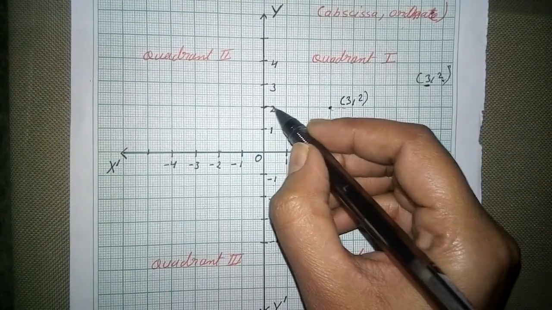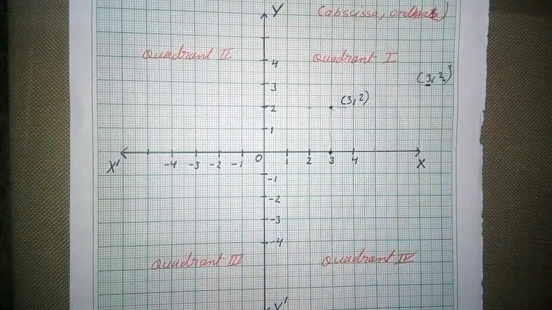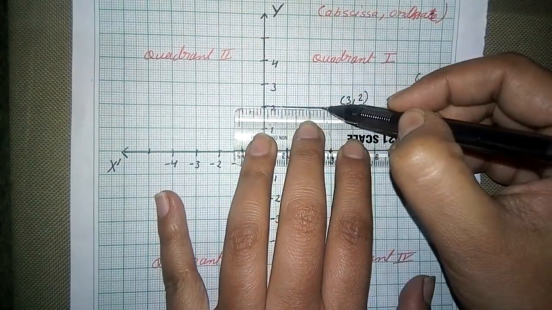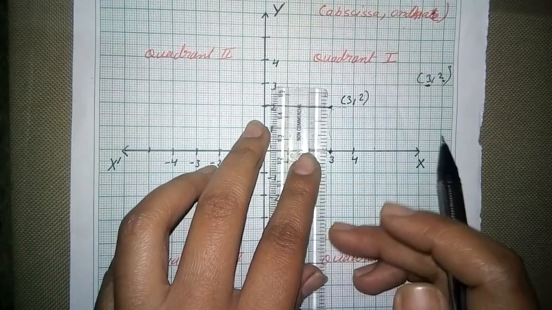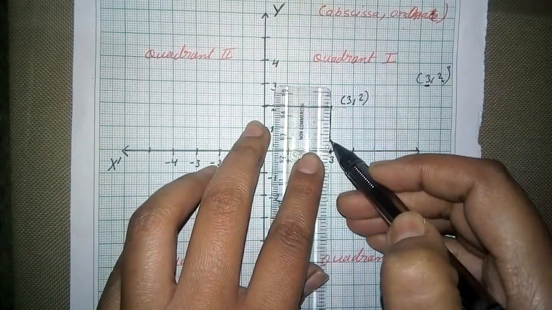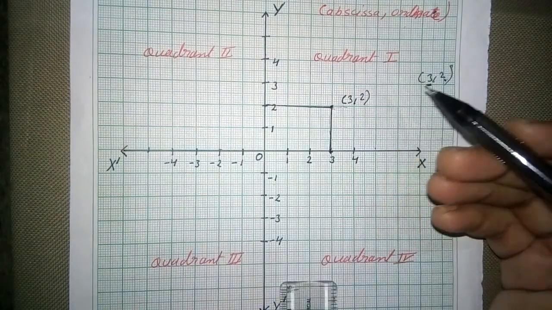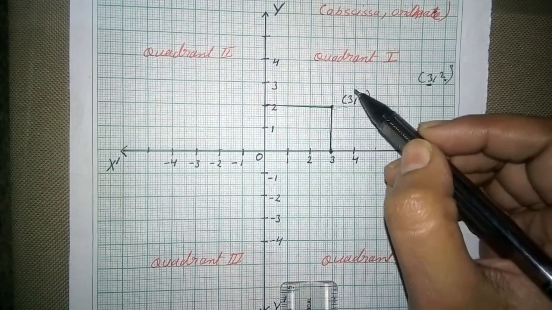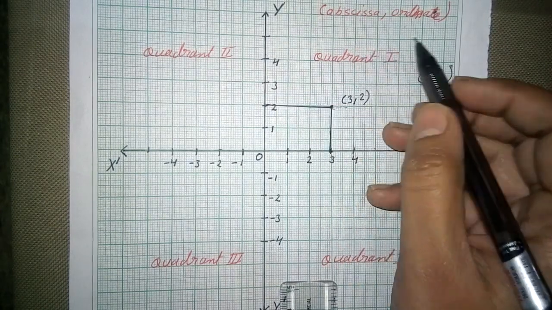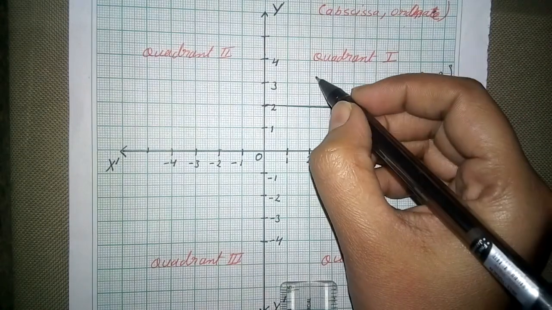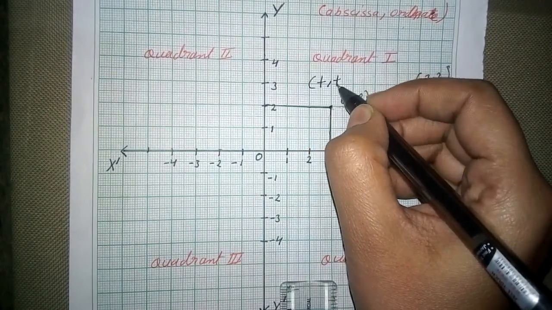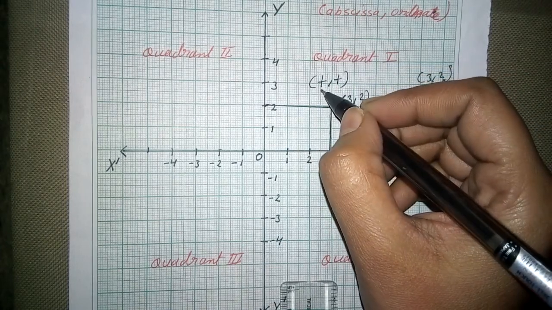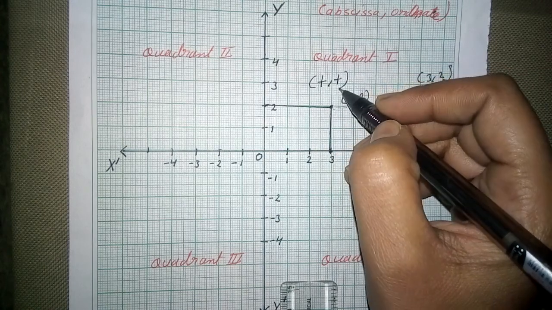Okay, now we'll join these points. It's a video, that's why I'm using the pen, otherwise we use pencils only. Okay, so 3 and 2. Both abscissa and ordinate are positive, so it means this is plus plus. In the first quadrant, the coordinates are always positive: abscissa and ordinate, both coordinates are positive.